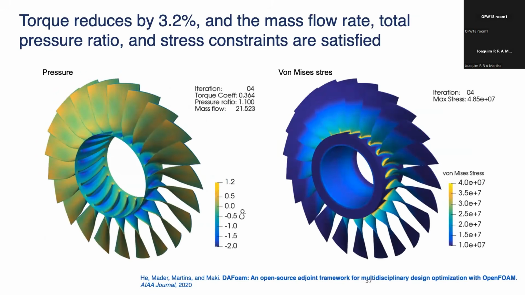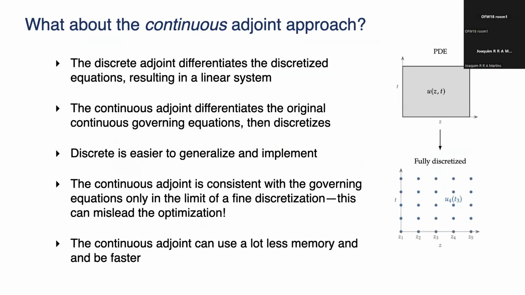Now, those of you familiar with the adjoint in OpenFOAM are going to ask me, what about the continuous adjoint? Okay, so you recognize that the derivation I made was for a discrete adjoint. So the idea there is you take the discretized equations, they're already in matrix form, they're already written in residuals, right? And you differentiate that, and you get the adjoint equations already discretized, okay?